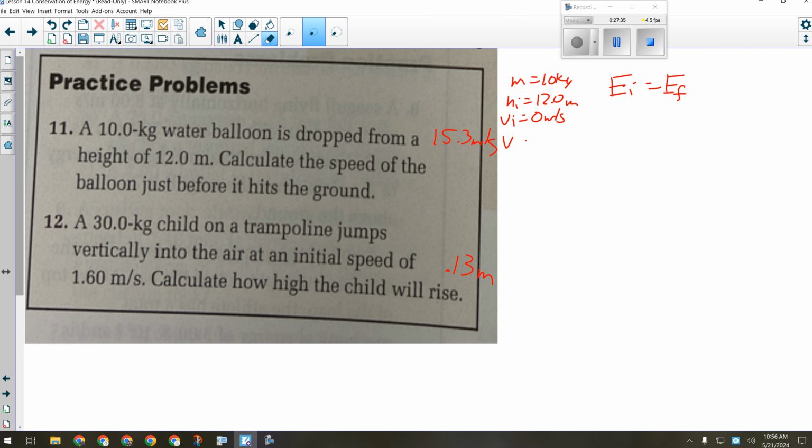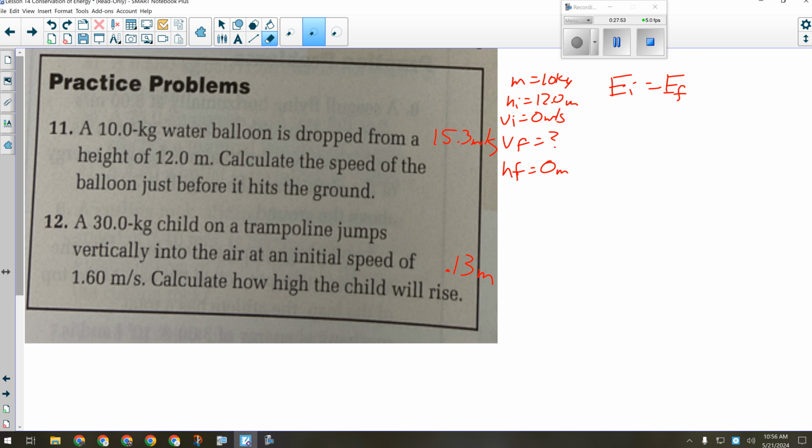We know that we're looking for its final speed when it hits the ground. So I know that its final height is 0 meters. They always say just before it hits the ground, but it's like as it hits the ground. All right, so final height is 0 meters on that one.